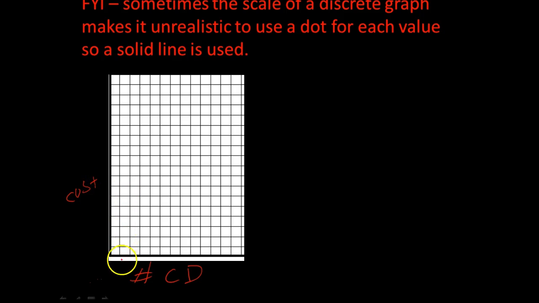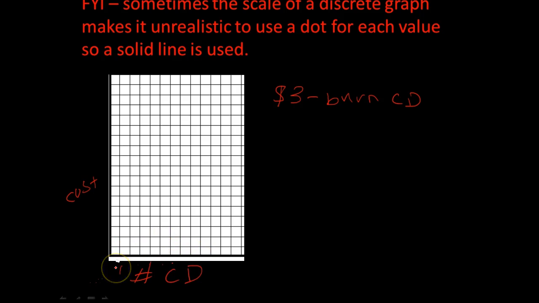If I was burning CDs and it cost me $3 to burn a CD, and I want to know how much it would cost me overall, if I was going by ones here, so this would be 2, 3, 4, 5, 6, you could label it as a discrete graph.